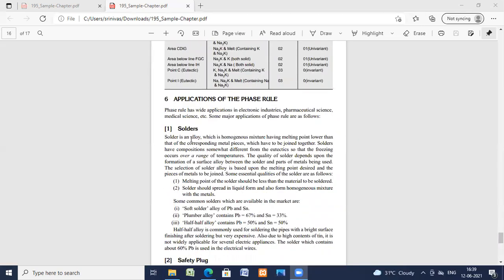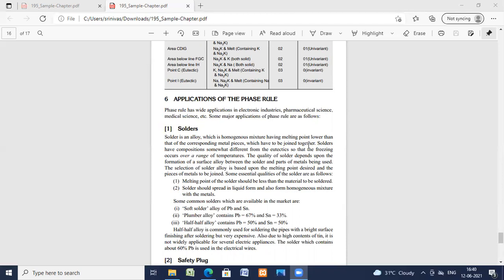Solder is an alloy. You keep doing soldering. It is a homogeneous mixture having a melting point lower than the metal pieces. So solder is an alloy, a homogeneous mixture, with a lower melting point than that of the metal. You can join metals using this.